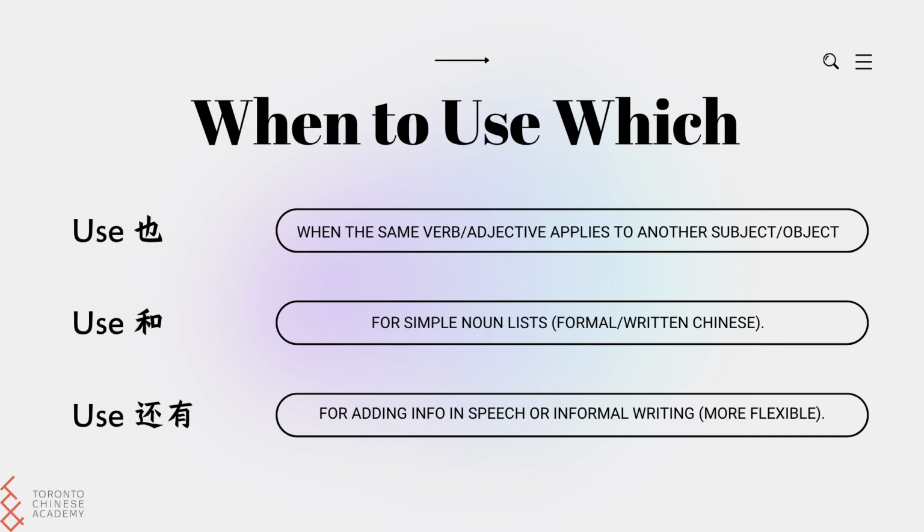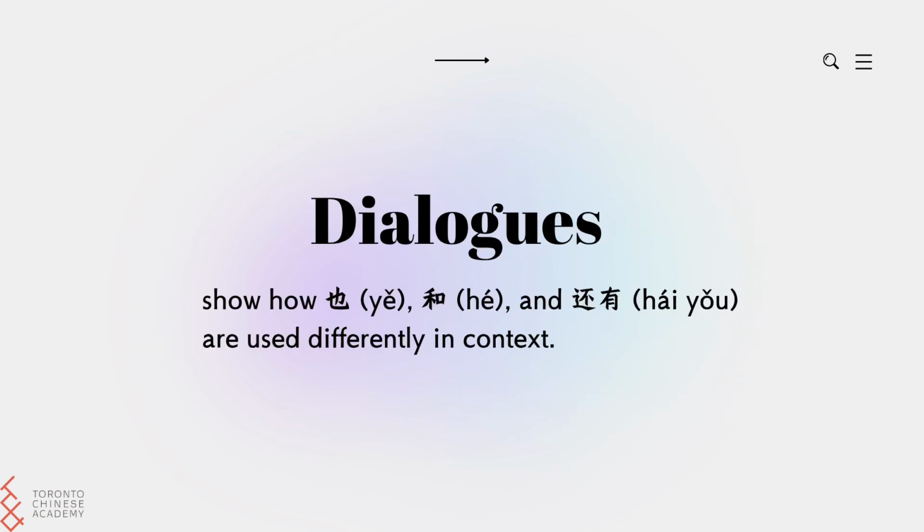You should use 也 when the same verb or adjective applies to another subject or object. You should use 和 for simple noun lists, specifically under a formal context or in written Chinese. You should use 还有 for adding information in speech or in informal writing. You can also use it more flexibly.